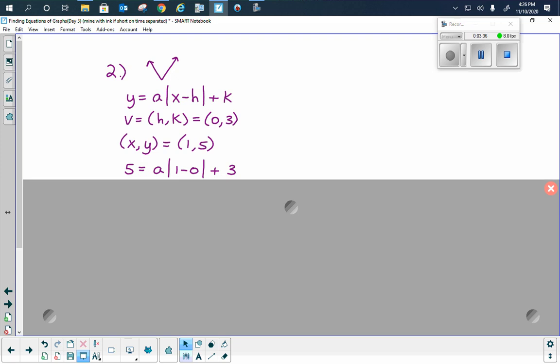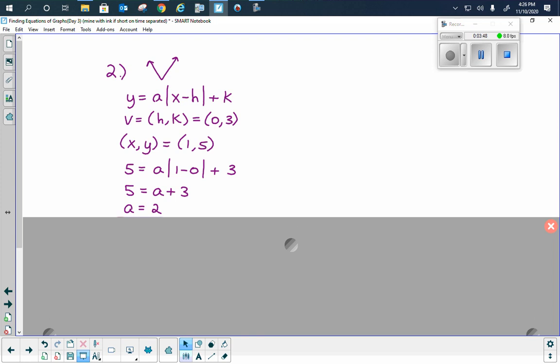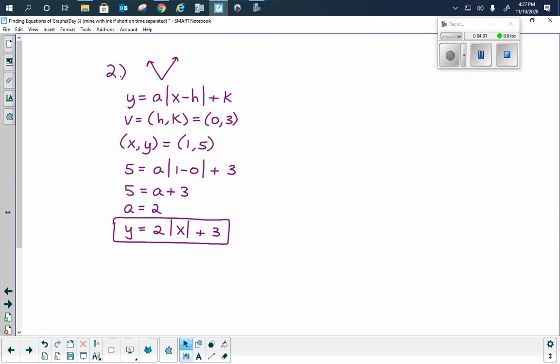Plug in 4 out of 5 of the variables in the correct spot. Solve for a. We should get what kind of number? That absolute value is opening up, so it better be positive. I know immediately, guys, that if I get a equals -2, it's wrong. So don't write it down. Go back and fix it. Go with what you logically know. Then if you write your final equation, you would have y equals 2 times the absolute value of x plus 3.